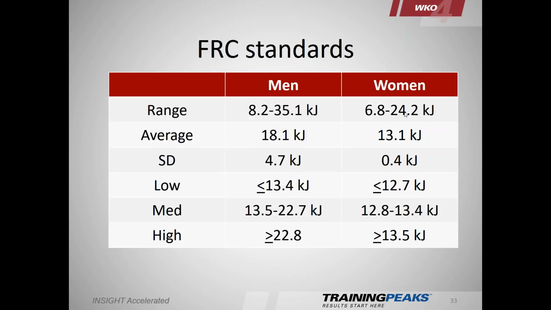FRC standards, again, I'm not going to go through them all, just go to the medium. The range is 8.2 to 35.1 for men, 6.8 to 24.2 for women. The medium range is about 13.5 to 22.7 for men and about 12.8 to 13.4 for women. Again, these might be a tad high because our database is a little bit more pro than the actual universal mix, but it's just a guideline. It really is more about you.